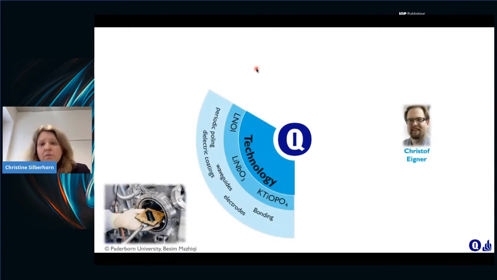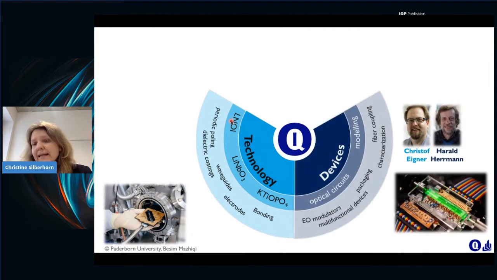Basically, we are the Integrated Quantum Optics group at Paderborn University. Since we have different areas which we are researching, we have subgroups, and I will explain later why I go into detail there. On the one hand, we really do technology, and I think it is important that we can do the underlying technology ourselves, mainly lithium niobate, but we also use KTP and nowadays also LNOI, and the group leader there is Christoph Eigner.